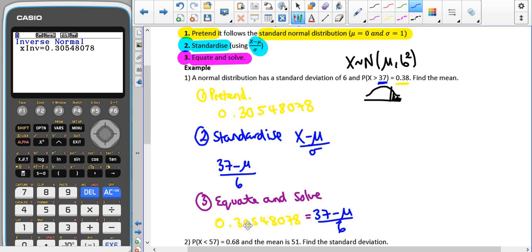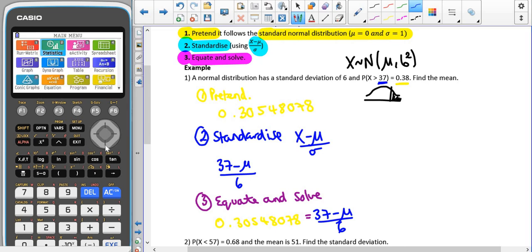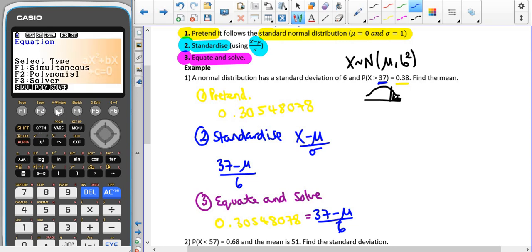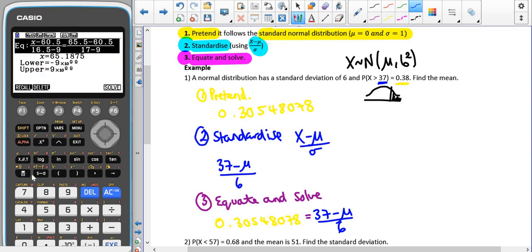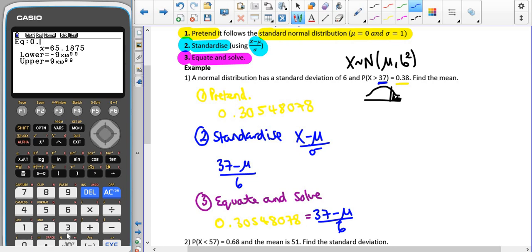And then we're going to put this into the solver function in our calculator. So remember, if we go to menu, it's equation, solver, and then we can type it in here. So we've got 0.30548078 equals, which is shift and then the decimal point, fraction, 37 minus mu, and for the mu we're going to use the x theta t button here, divided by 6.